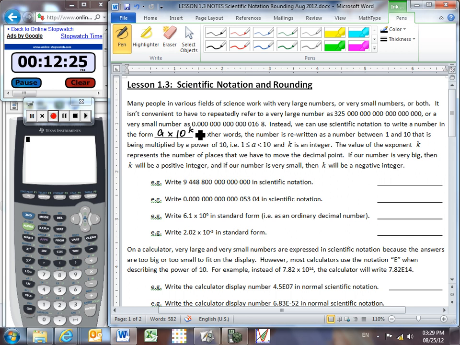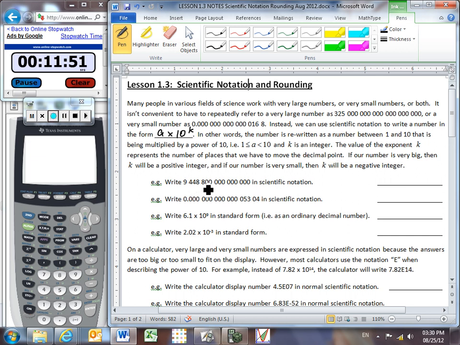And then we're multiplying that number by this power of 10. And K is an integer. So let's suppose that we're dealing with a very, very big number, then K will be a positive integer. But if our number is very, very small, K will be a negative integer. And K kind of represents the number of places that we are going to have to move the decimal point as we convert between normal notation, or standard form, and scientific notation. So let's do some examples, and I think you'll get the idea.